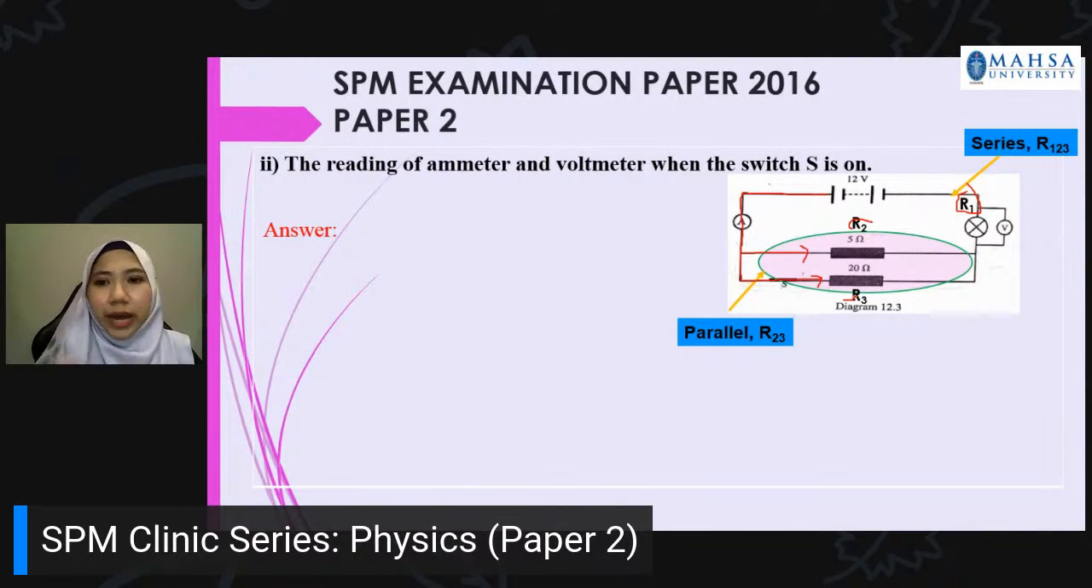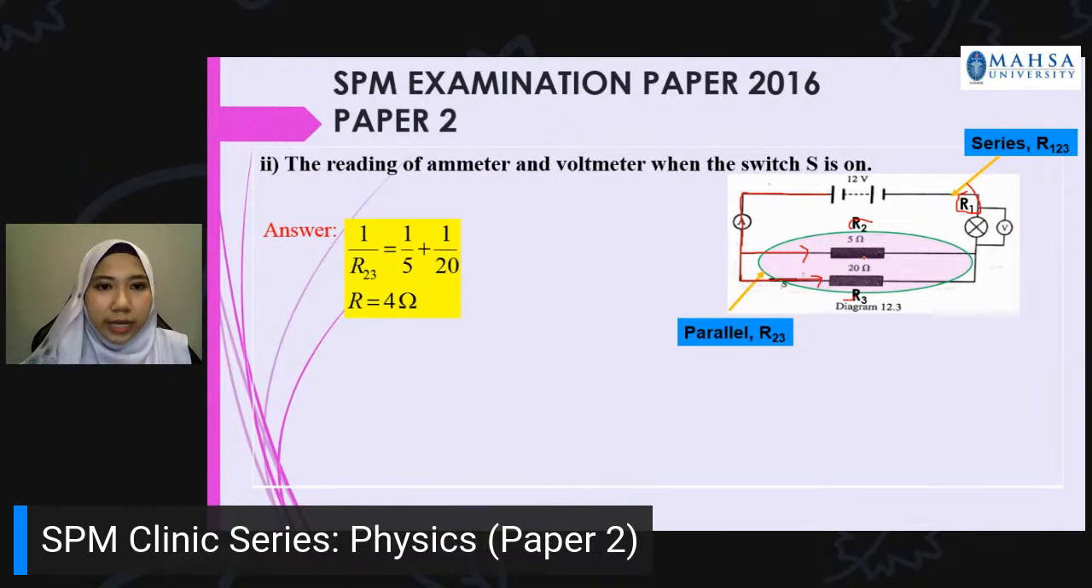Because you have a mix of connections, you have a parallel and then you have a series connection. For the first loop here, the 5 ohm and 20 ohm resistors are in parallel connection. So you need the formula of the parallel connection, which is 1 divided by R equals 1 divided by 5 plus 1 divided by 20, and then you get the effective resistance for R23, which is equal to 4 ohm.